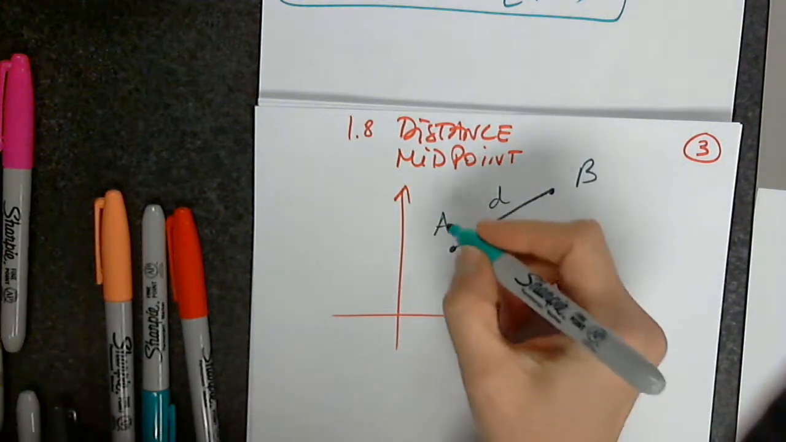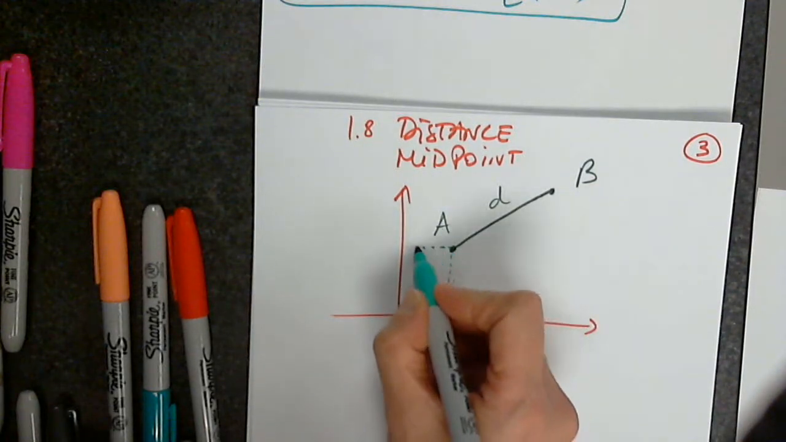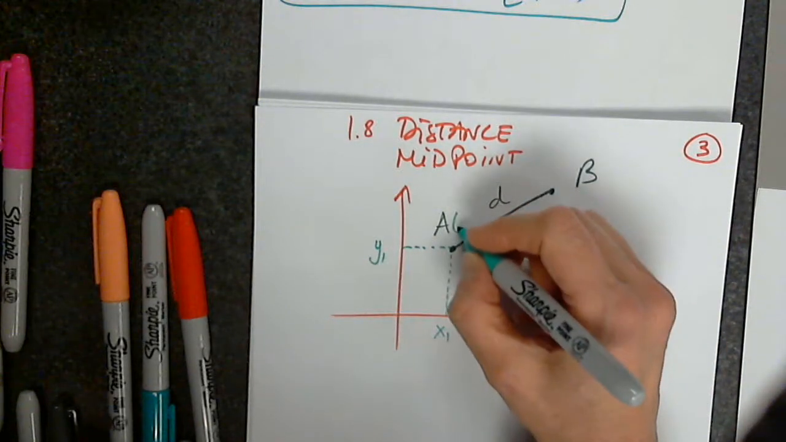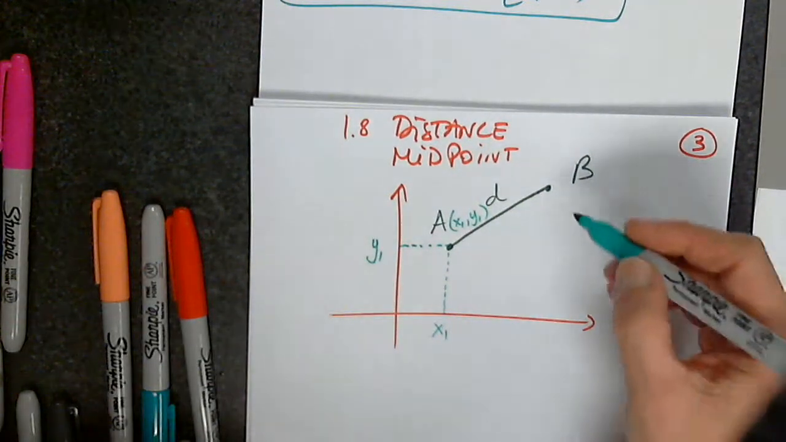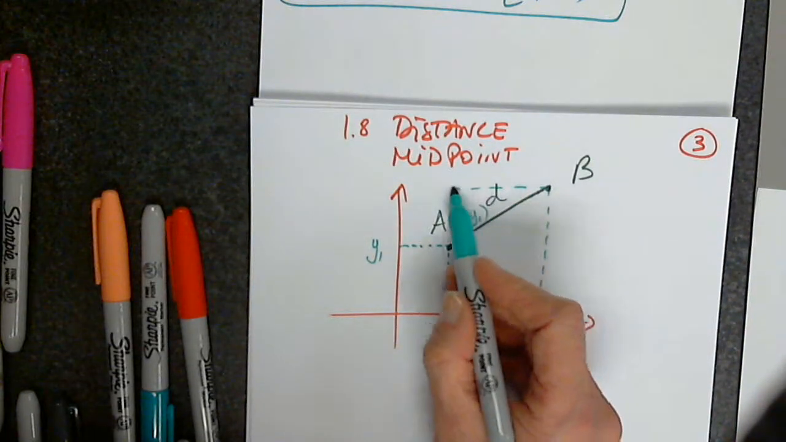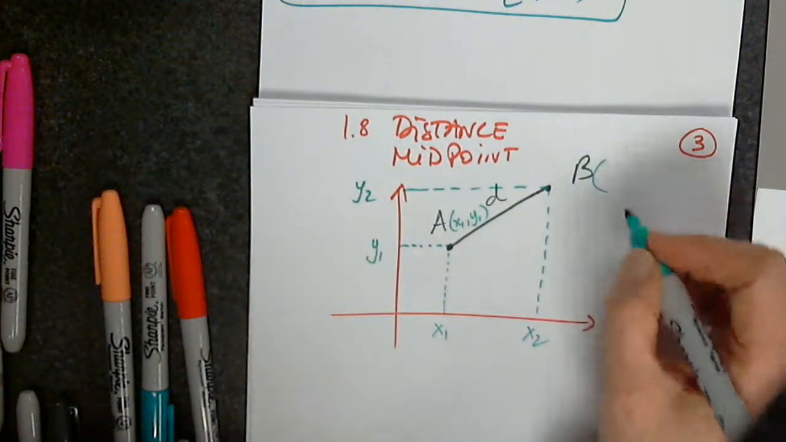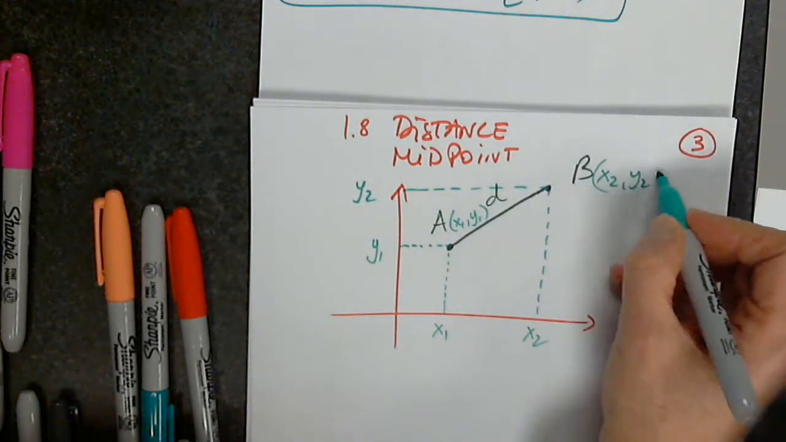Okay, so I'm going to call this x1 and this y1. So the coordinates of A are x1 comma y1. I'm going to call this x2 and this y2. So the coordinates of B are, since B is the second point, x2, y2.